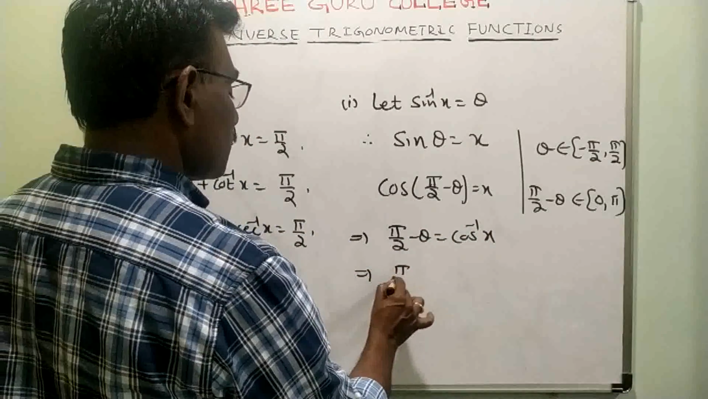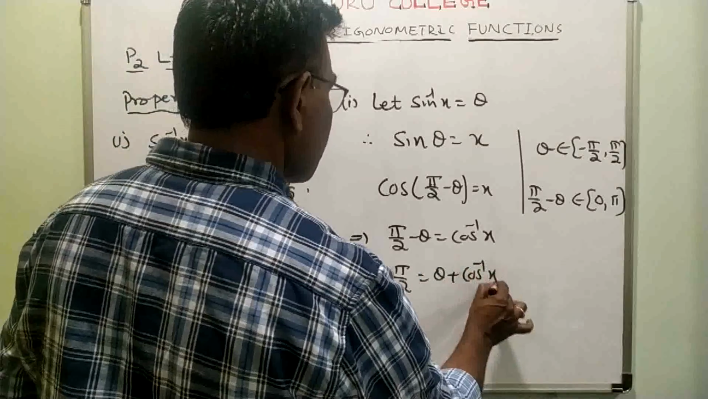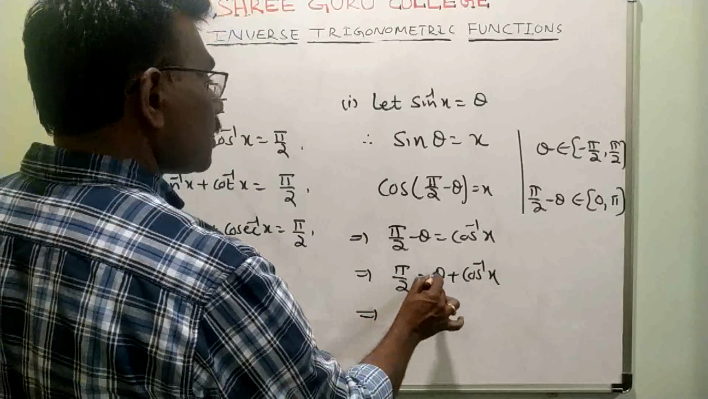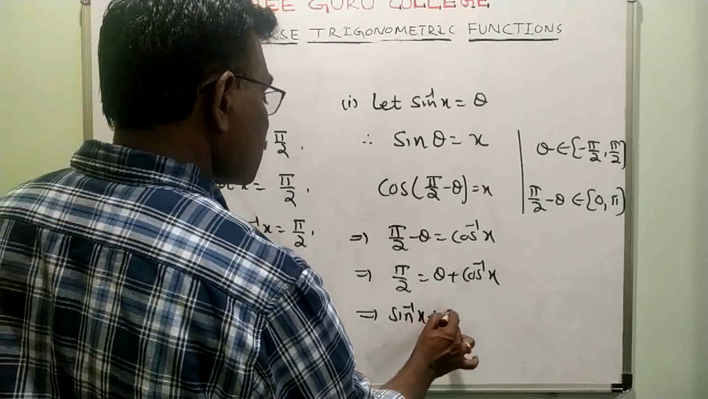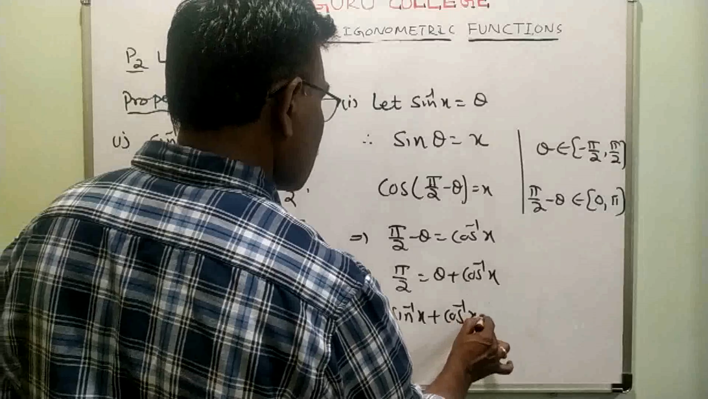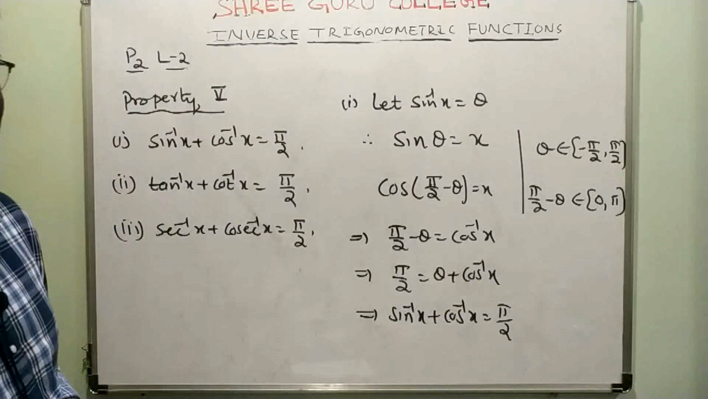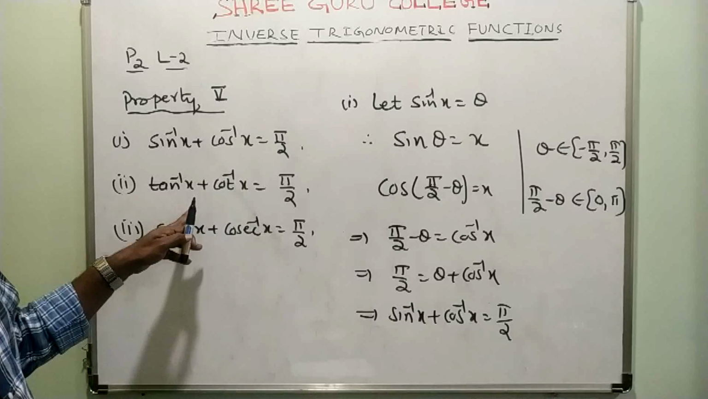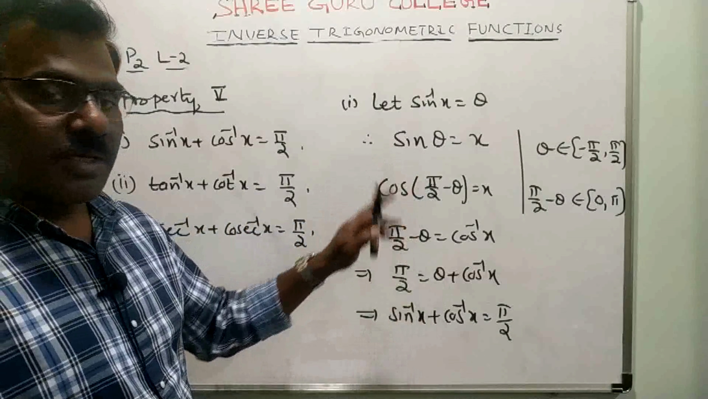Pi by 2 equals theta plus cos inverse of x. And what is theta here? Sin inverse of x. So sin inverse of x plus cos inverse of x equals pi by 2. This is important. And similarly we can prove the others; for secant, sin becomes cos.